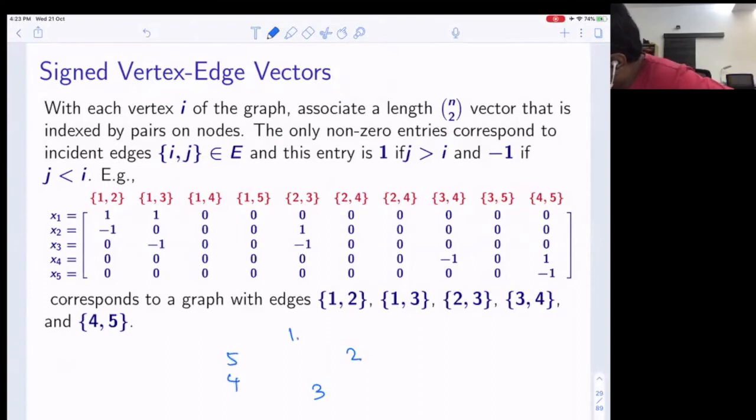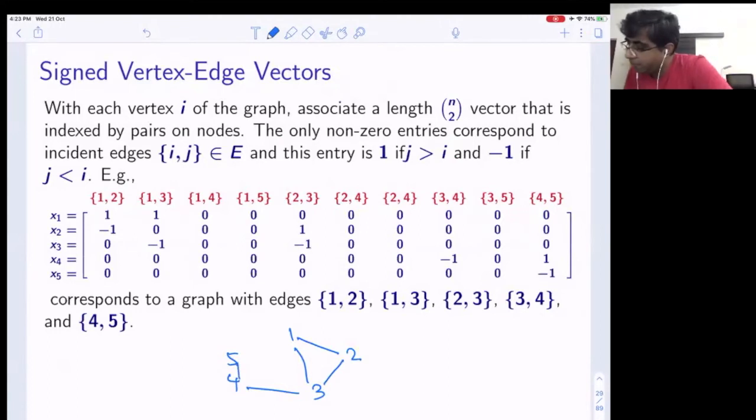So 1 to 2 there is an edge, 1 to 3 there is an edge, 2 to 3 there is an edge, 3 to 4 there is an edge, and 4 to 5. This is the graph. Now vertex 1 should have only the edges 1,2 and 1,3. And what are these vertices? These vertices have a higher index than me, so I put +1, and 0 everywhere else.